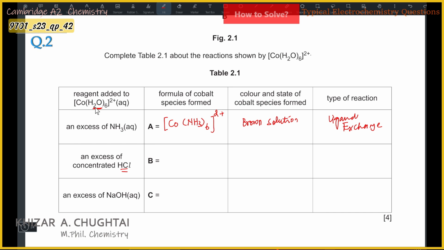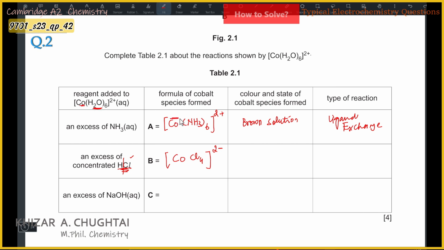Come to the second one, an excess of concentrated HCl. If excess HCl is introduced into this solution, that is highly soluble in water. So what will be the new complex? Co and here will be Cl4. There is no need to draw the small bracket because there is only one type of ligand. Square bracket close. Overall charge will be 2 minus.